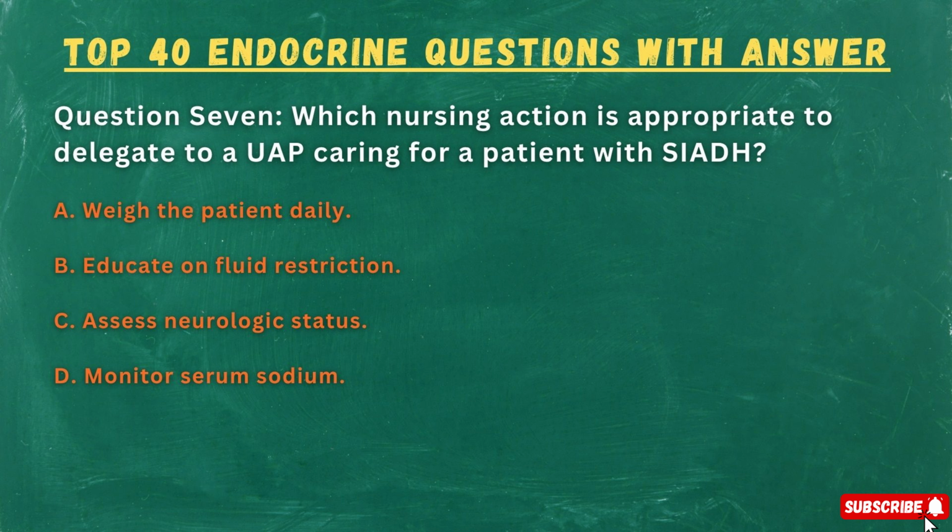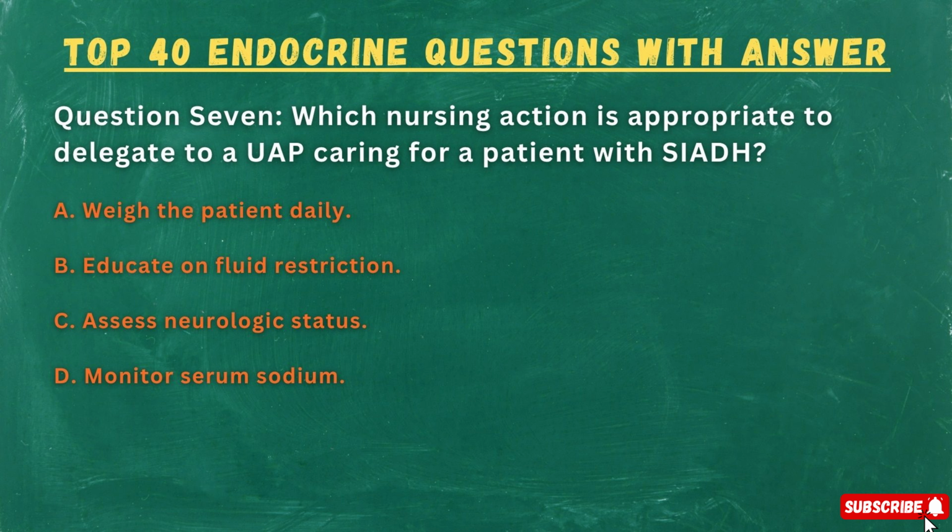Question 11. What hormone stimulates the release of thyroid hormones from the thyroid gland? A. TSH. B. ACTH. C. FSH. D. GH. Answer: A. TSH.